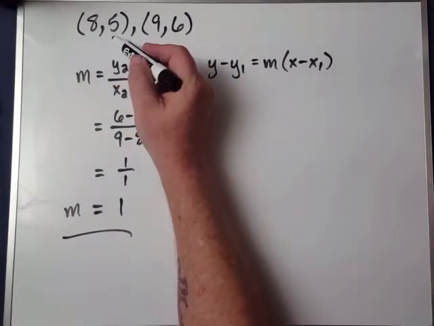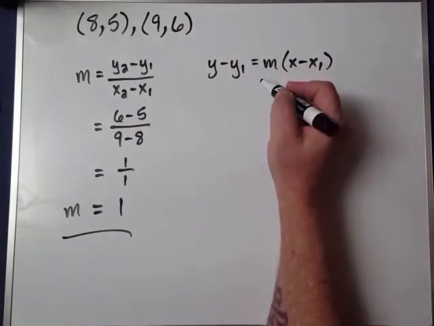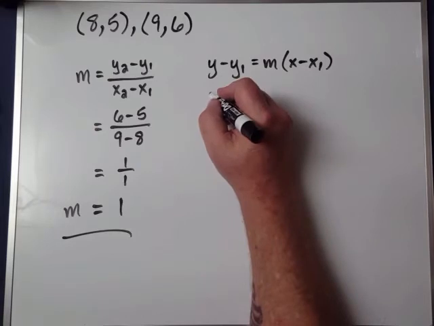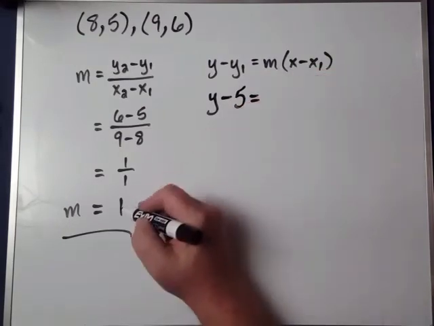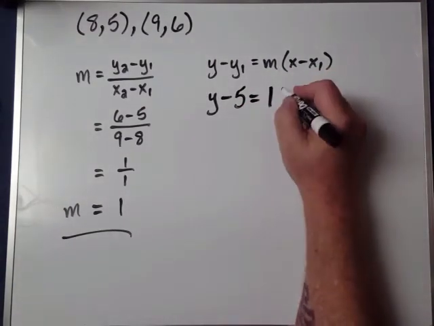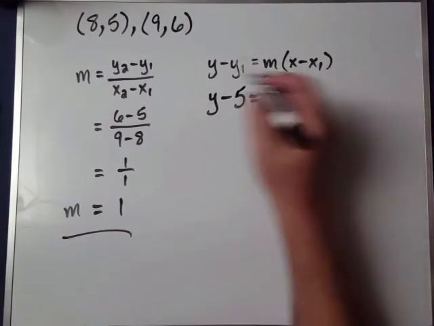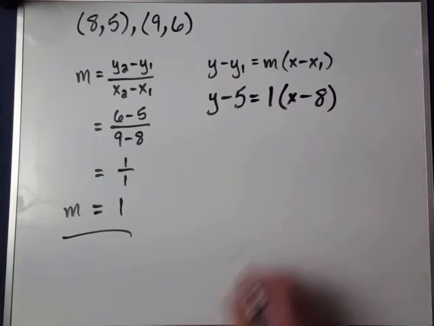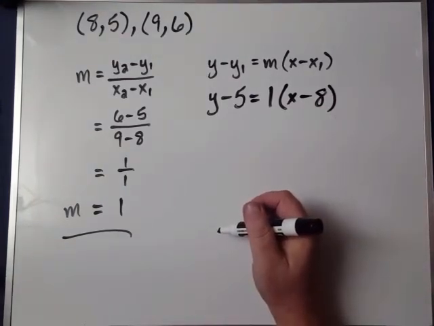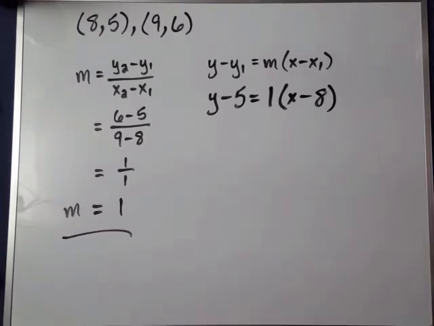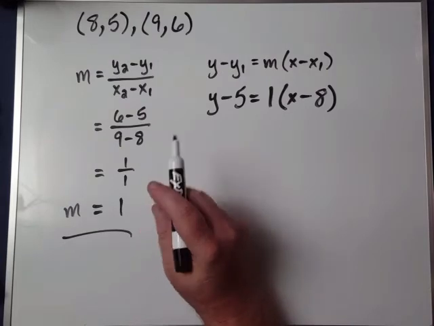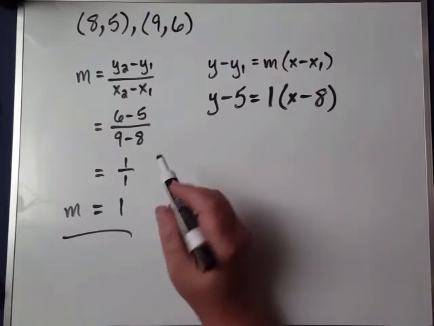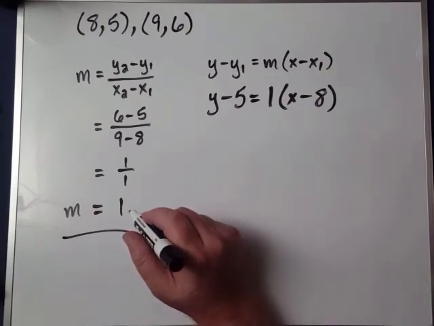I'm going to use the point (8, 5) as my point to plug in to point-slope form. That'll give me y minus, and the y coordinate of my chosen point is 5, equals the slope. We found the slope to be 1, times the quantity, x minus, and the x coordinate of my chosen point is 8. We now have the equation of the line. However, looking back at the instructions, it does say write an equation of the line passing through the given pair of points. Give the final answer in slope-intercept form and in standard form.